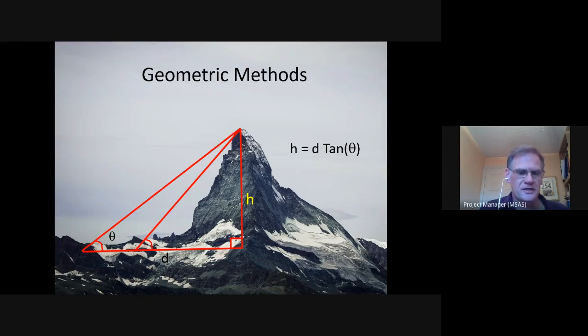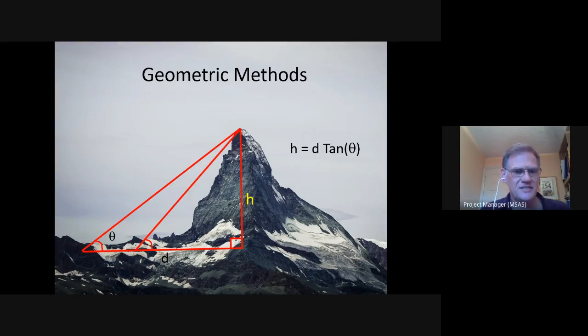And all you do is you form a right angle triangle like we've got here. You measure the horizontal distance, d in this figure, and you measure the angle that you have to look up at to see the top of the mountain. And through a bit of trigonometry, you can work out what the height of the mountain is without physically having to go up the mountain and measure the height.